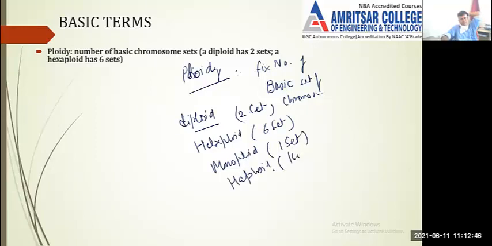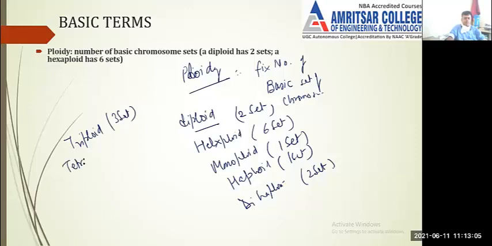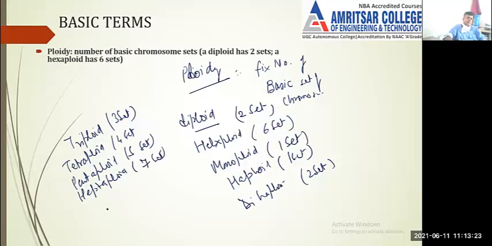one set. Half set. Dihaploid, two sets. Triploid, three sets. Tetraploid, four sets. Pentaploid, five sets. Heptaploid, seven sets. Octaploid, eight sets. Right? Is everything understood now? Yes, sir. This is clear?